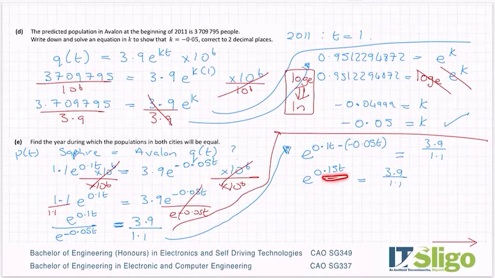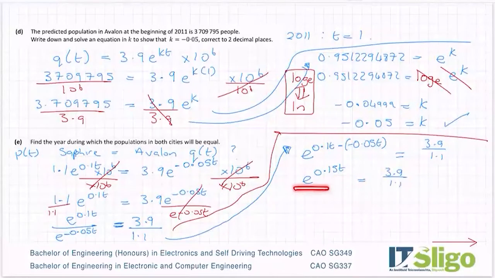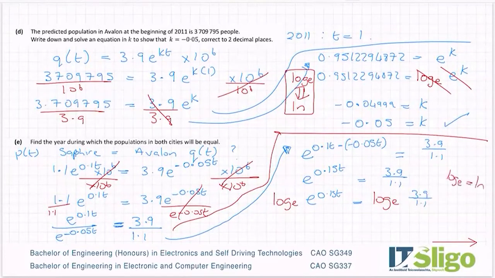When what you need is in the power, you need logs. Okay, so either do the switch or use these rules, whichever is your preference. I'm going to do log to the base e. Okay, so again, I'll write it in red so you can see what I'm doing. Log to the base e of e to the 0.15t is equal to, what I do to one side, I have to do to the other, 3.9 over 1.1. Okay, and remember, log to the base e is the same thing as ln.